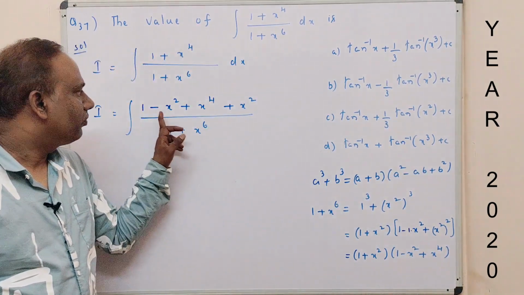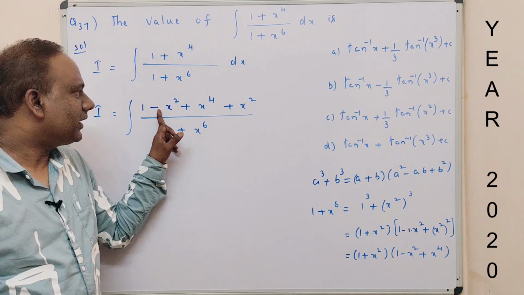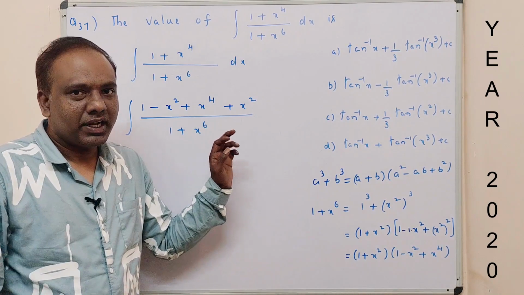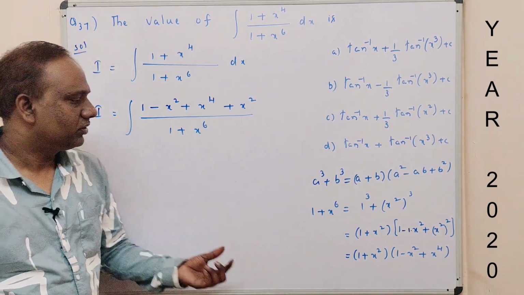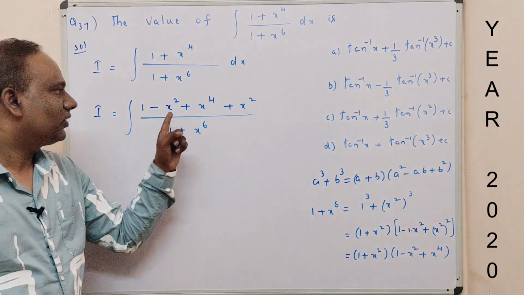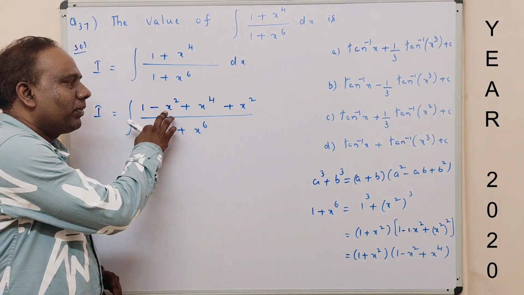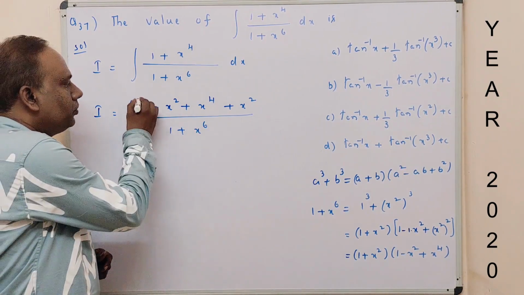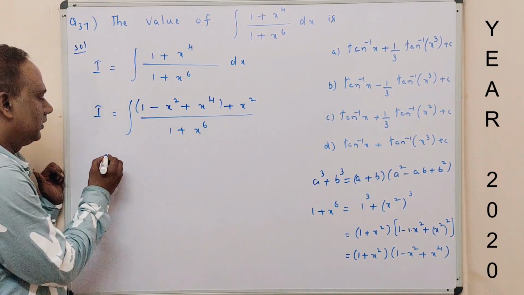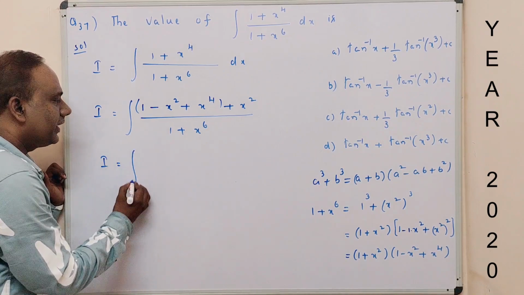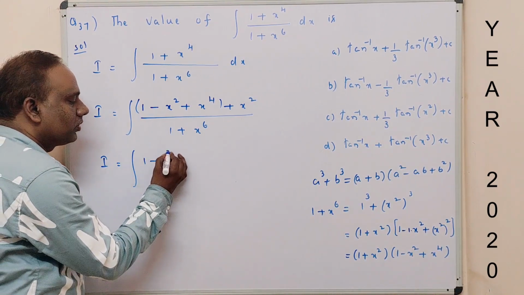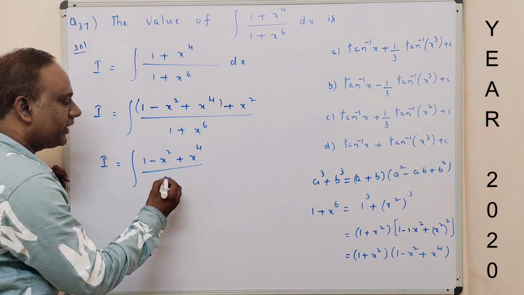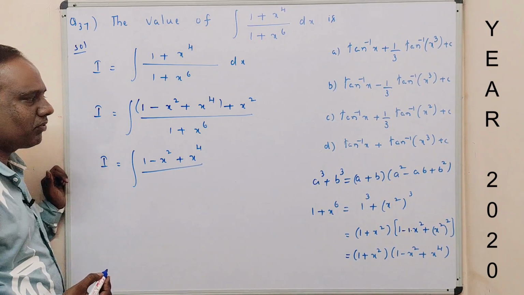That's why we can add minus x square and plus x square. That means adding and subtracting x square here. Now we can get this form. That's why we are doing it like this here. Subtract minus x square and plus x square. Now we can split into two parts. So here I is equal to the integration of 1 minus x square plus x power 4, divided by 1 plus x power 6.